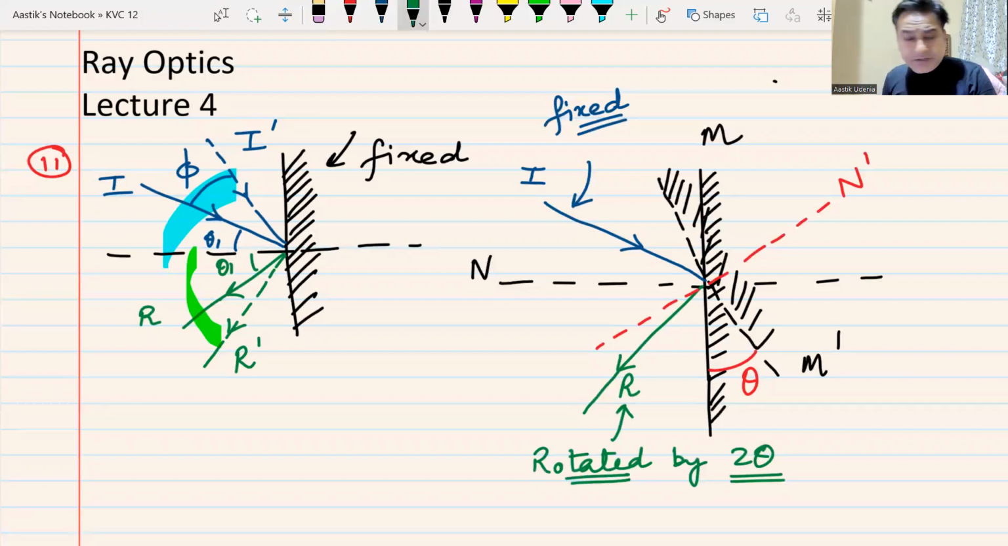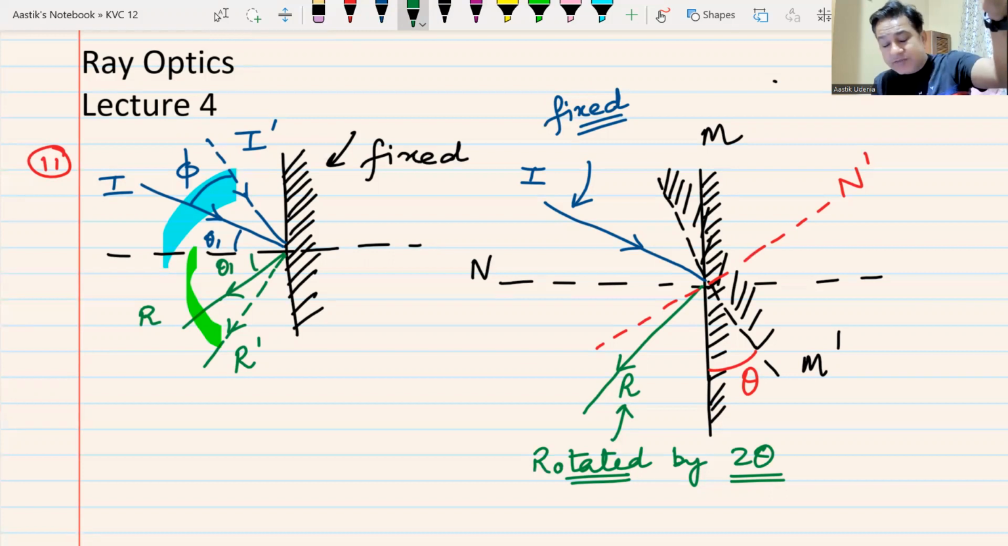Why will it rotate? Because if I rotate the mirror this way or the other way, depending on which side I have rotated the mirror, the normal has also rotated. If I rotate it away, the angle of incidence has become more, and the angle of reflection will become twice as more because i is equal to r.